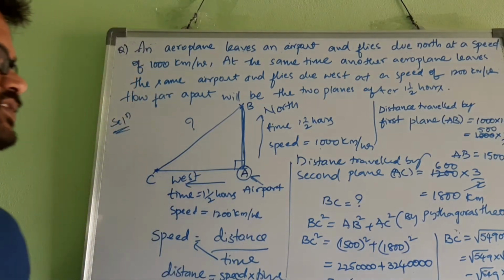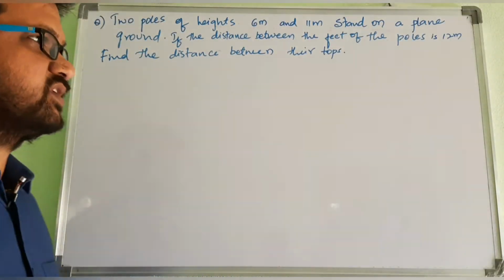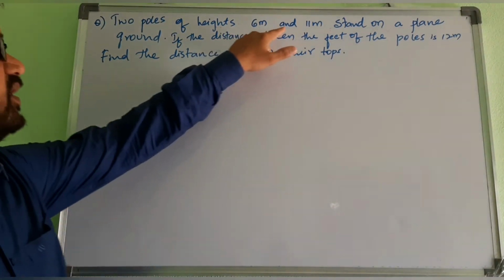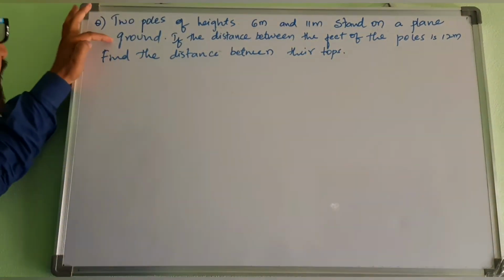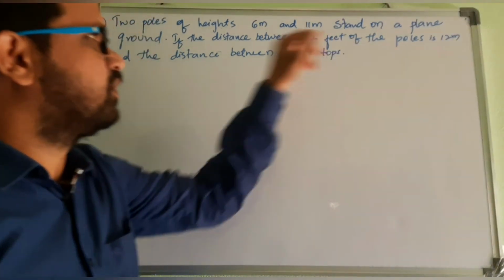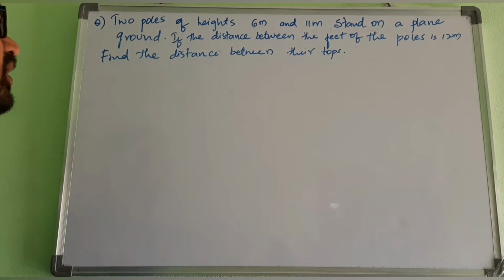Okay, note down this. Let us take one more sum. Two poles of heights 6 meters and 11 meters stand on a plain ground. If the distance between the feet of the poles is 12 meters, find the distance between their tops.